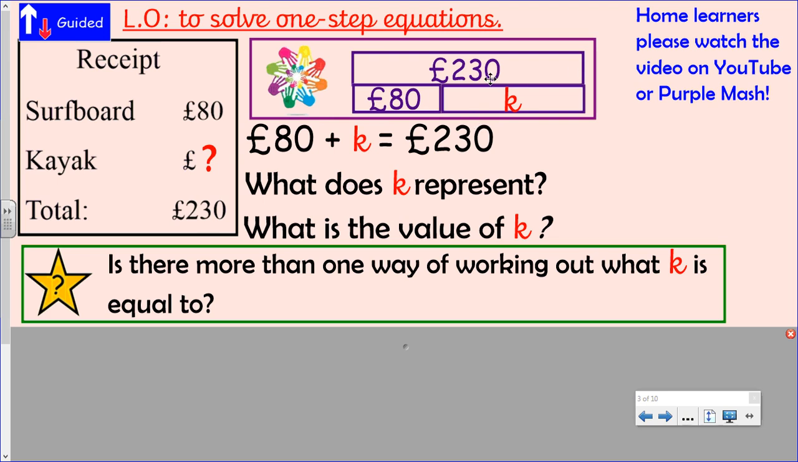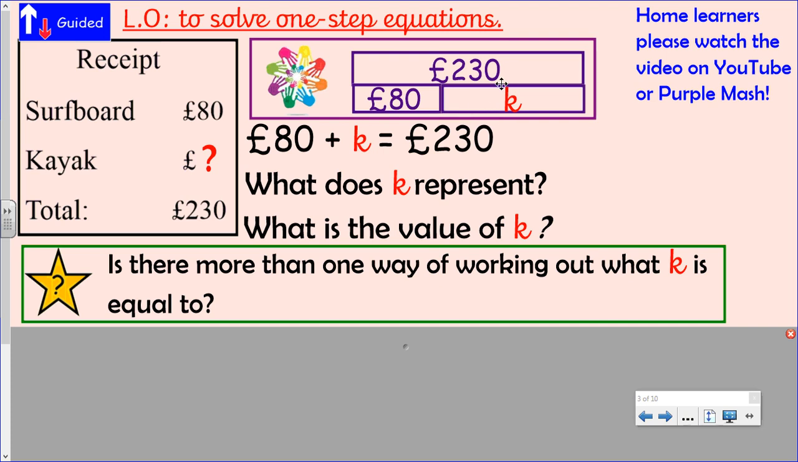So I've done you a little bar model to try and help you. 230 is the total amount. £80 we know is the surfboard. We need to work out what K is. So hopefully you have figured out what calculation you need to do to work out what K is. If you haven't, please switch on your brain, look at the bar model, and work out how you're going to work out the missing amount here.